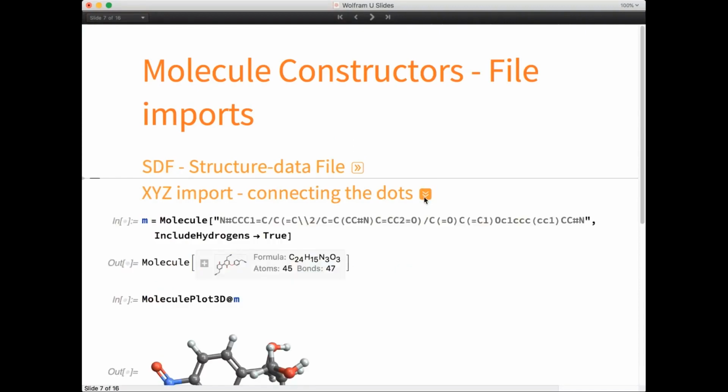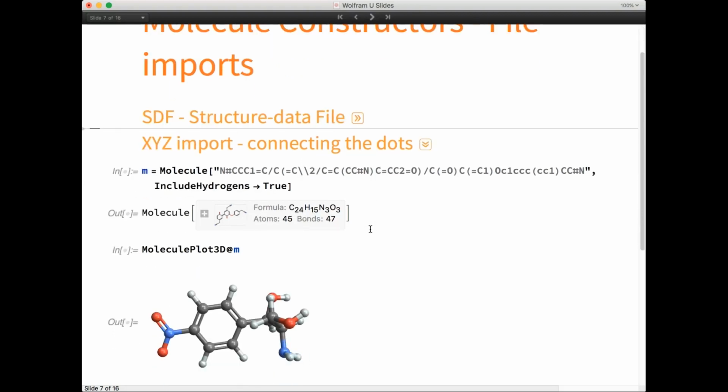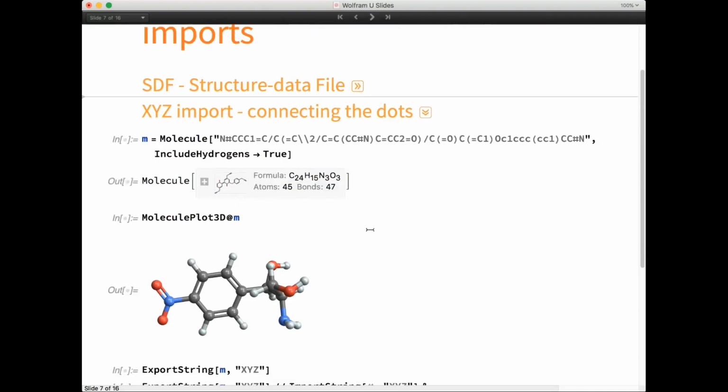XYZ is another common file format. So if you get data from an electronic structure calculation from Gaussian or MolePro or something, then you're only going to have the atomic positions and the names of the atoms. You're not going to know what the bonds are, because the bonds are a result of the electronic structure calculation, not really an input. The electronic structure calculation only cares about the electron density. The bonds are a way for us to think about those. So when you've done an electronic structure calculation, you might only have an XYZ to represent the geometry.